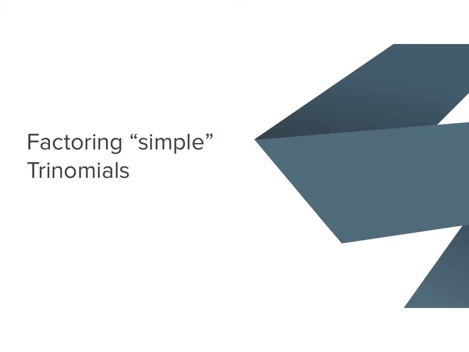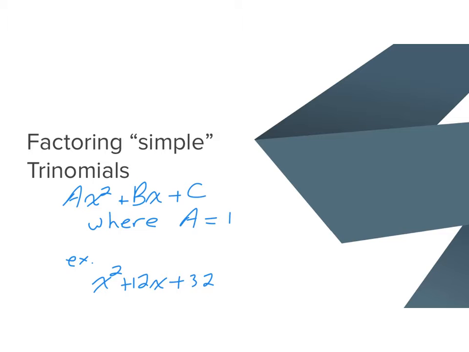Factoring simple trinomials. The first question would be, what is considered a simple trinomial? If we consider a trinomial in standard form, we would talk about ax squared plus bx plus c, and a simple trinomial would always have the a value equal to 1. So just for example, x squared plus 12x plus 32.